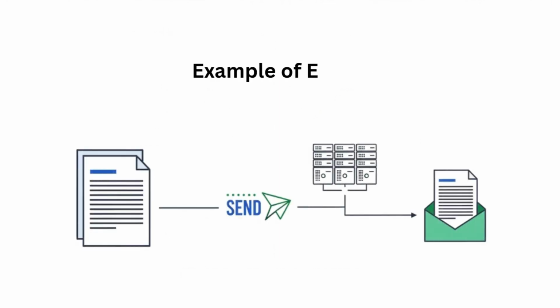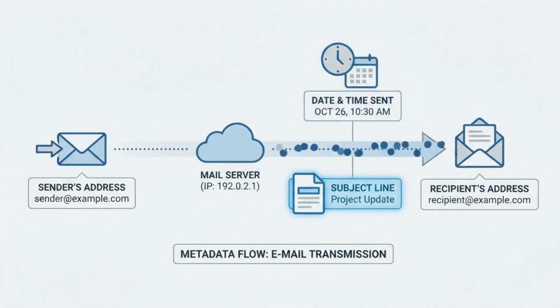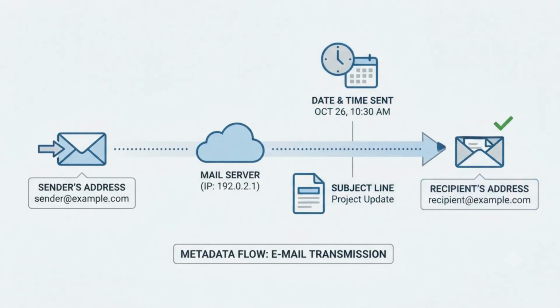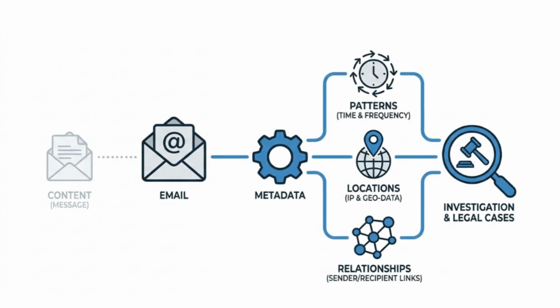Another example, an email. When you send an email, the data is your message, the words you wrote. The metadata includes the sender's address, recipient's address, date and time sent, subject line, and the mail server it passed through. Interestingly, in surveillance and legal cases, metadata from emails is often more revealing than the message itself. Investigators can track patterns, locations, and relationships purely from metadata without ever reading the actual email content.